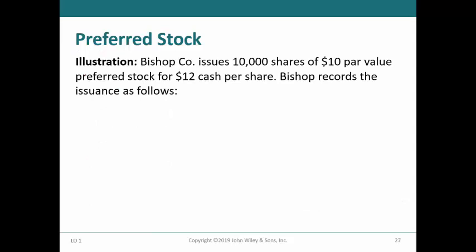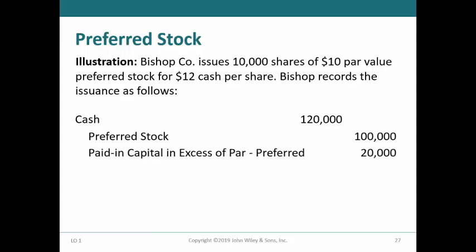To illustrate the recording of preferred stock, we will consider Bishop Company that issues 10,000 shares of its $10 par value preferred stock for $12 cash per share. To record the issuance, Bishop would debit cash for $120,000, credit preferred stock for the par value of $100,000, and credit paid in capital in excess of par preferred for the difference of $20,000.